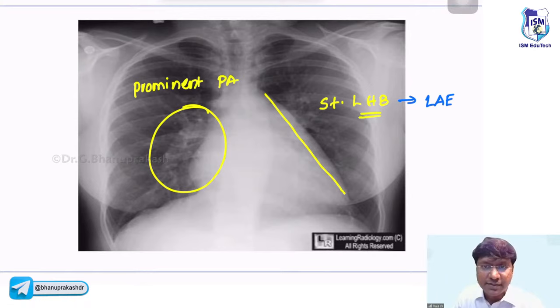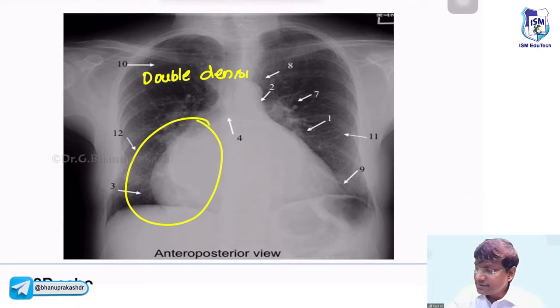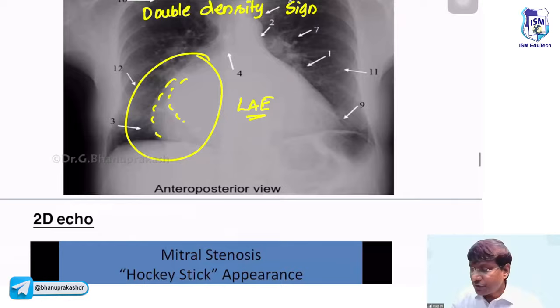And another very important finding in the chest X-ray in patients with mitral stenosis is the double density sign. So what is this particular double density sign? That is because of the enlargement of the left atrium. So due to left atrial enlargement, you have this particular double density sign. And next very important is 2D echo.